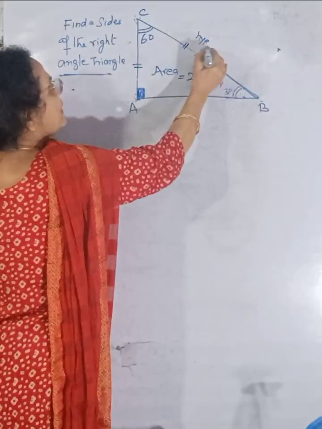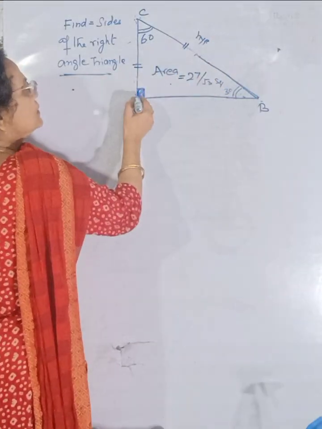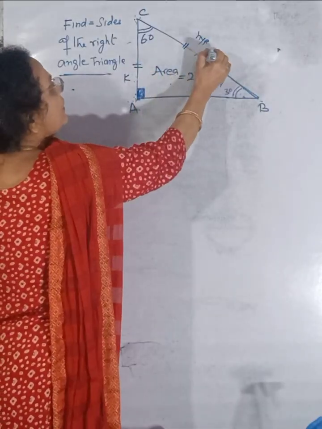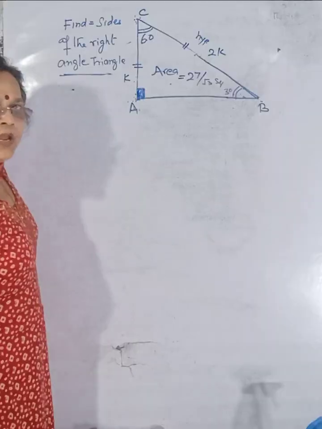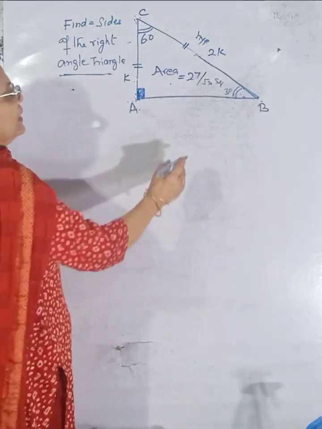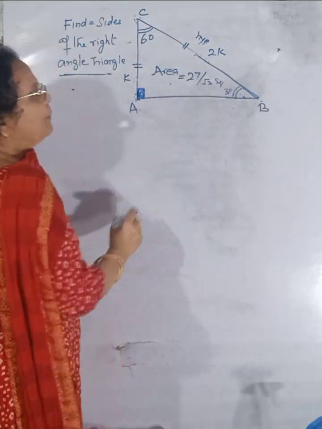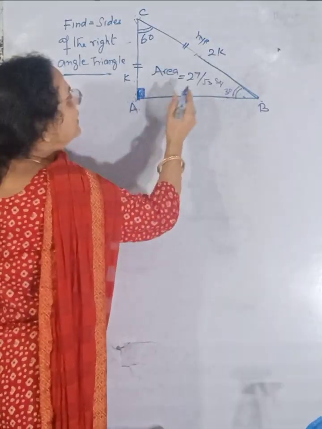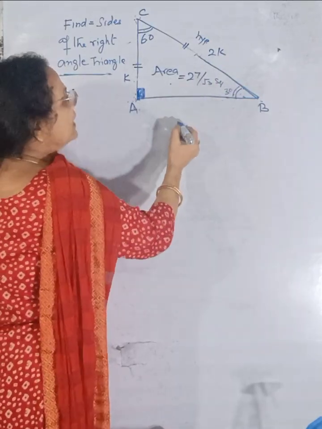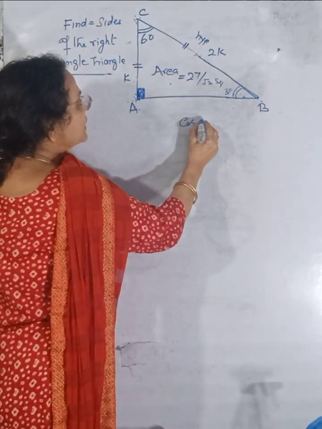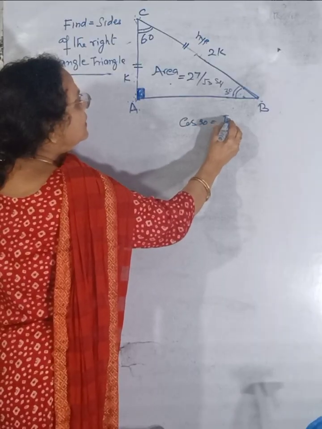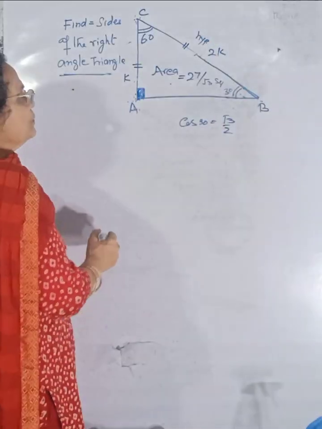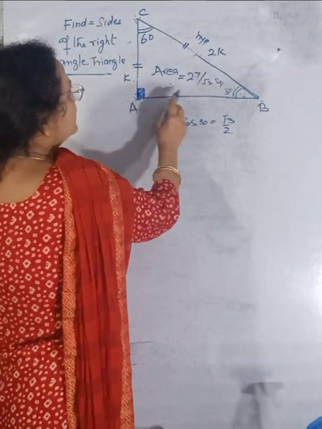Then the hypotenuse will be double the smallest one. It means if the smallest is k, then the hypotenuse will be 2k. Then we can find the value of AB by applying the Pythagoras theorem, or we can find it by means of cos 30. Cos 30 is equal to what? Cos 30 is root 3 by 2.